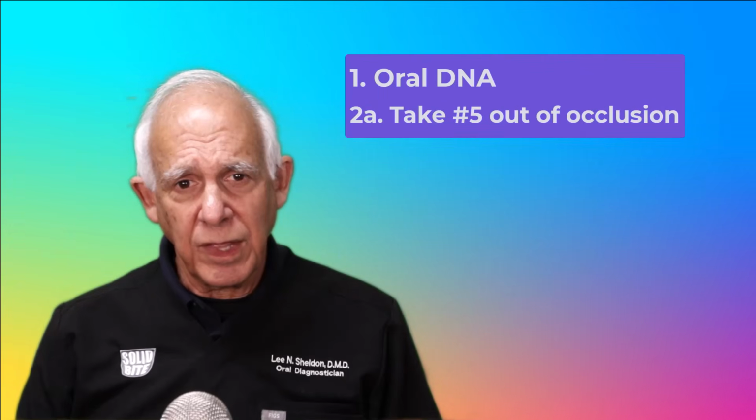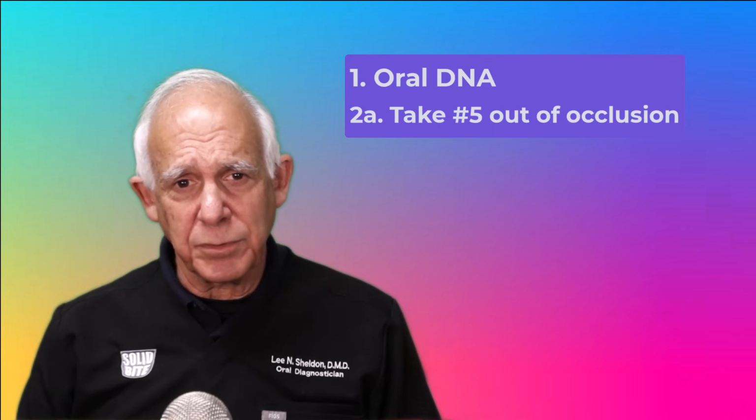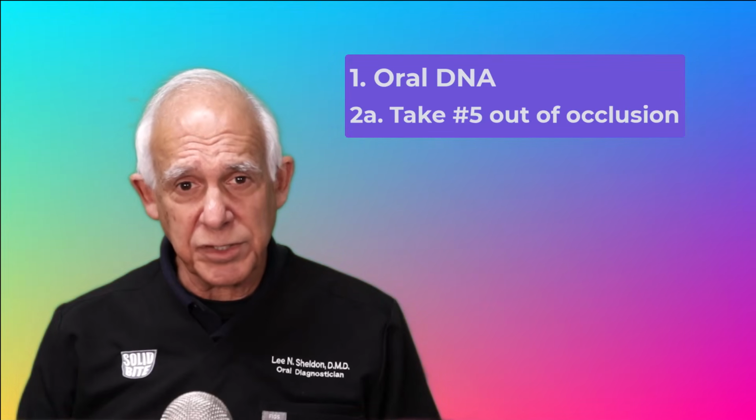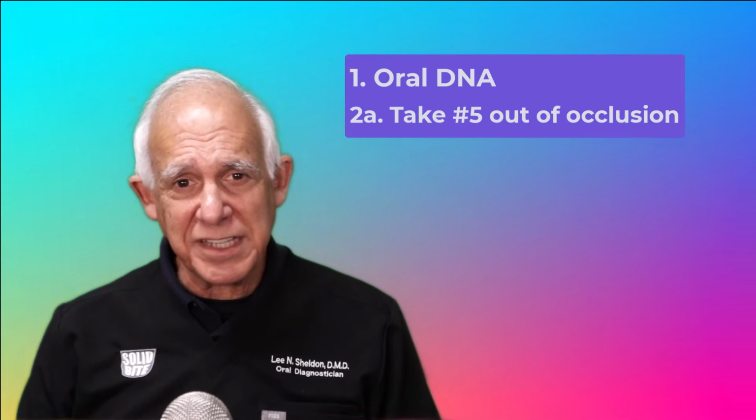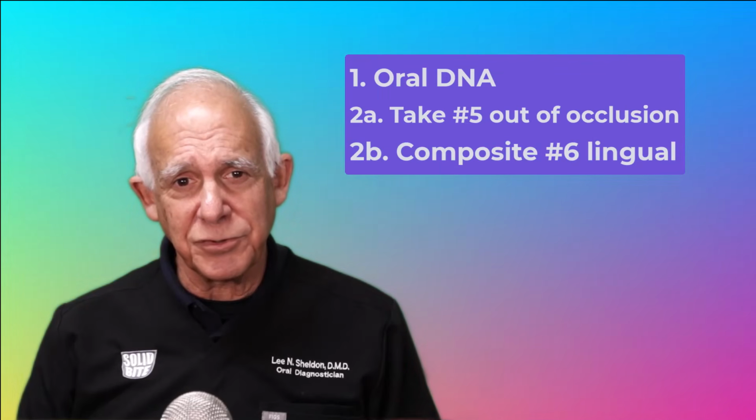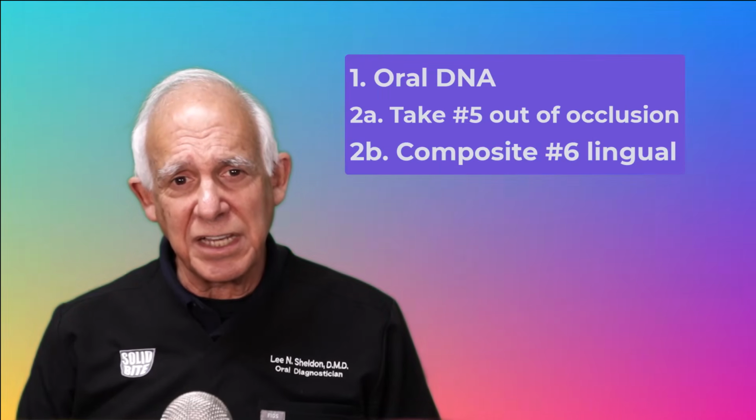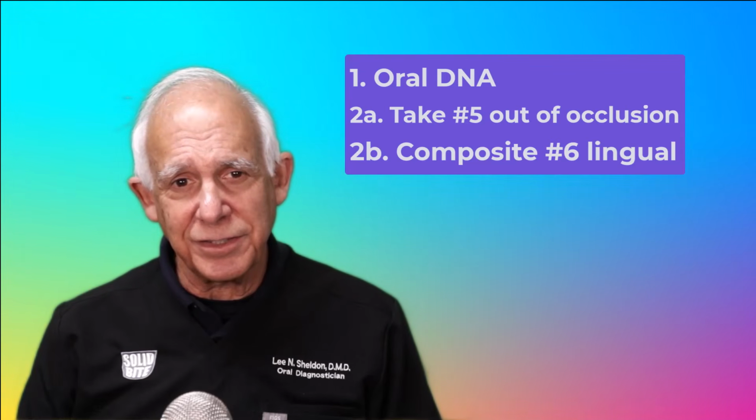Number two, I want to take the stress off of tooth number 5. So I want to do an occlusal adjustment on tooth number 5. But what else do I want to do? I want to place a lingual composite on tooth number 6. So number 6 and number 27 are now in contact.